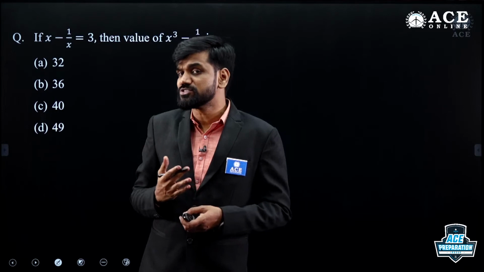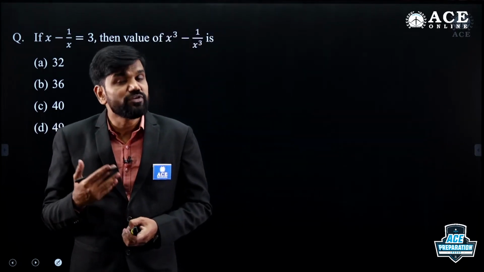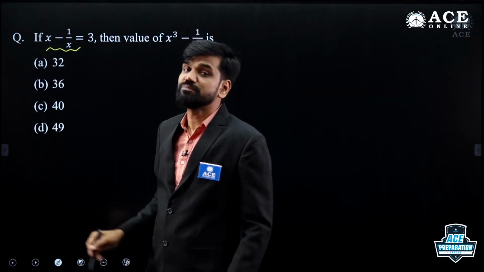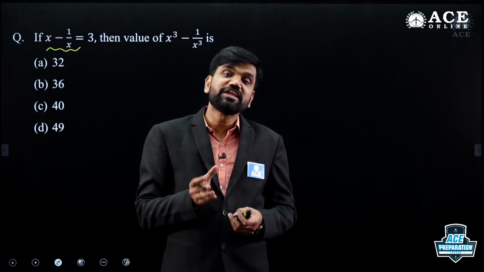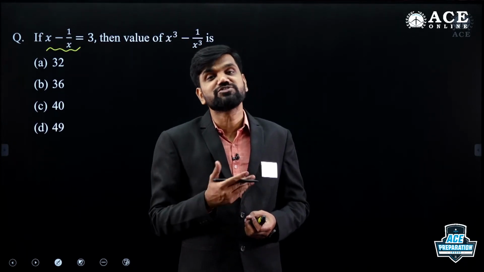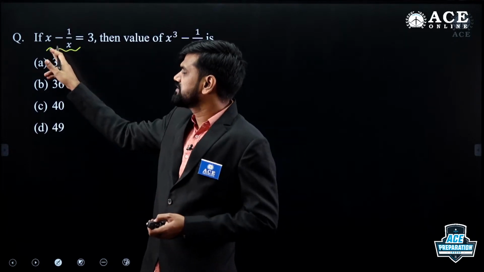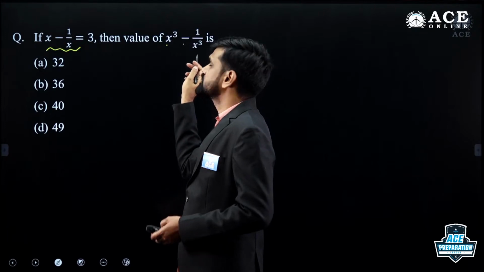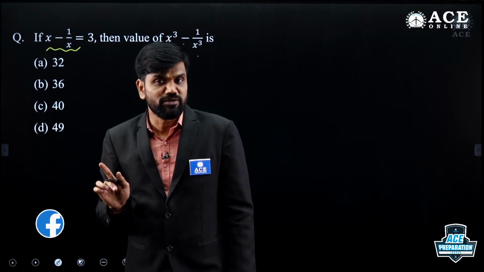To get x cube plus 1 by x cube, you must know the value of x plus 1 by x. From x minus 1 by x, you extract the value of x plus 1 by x with the formula that I have already given. After getting the x plus 1 by x value, equating that to p, again you apply the formula for x cube plus 1 by x cube. If x minus 1 by x is given here, directly we can go only for x cube minus 1 by x cube. X cube plus 1 by x cube, we cannot directly apply the formula here.